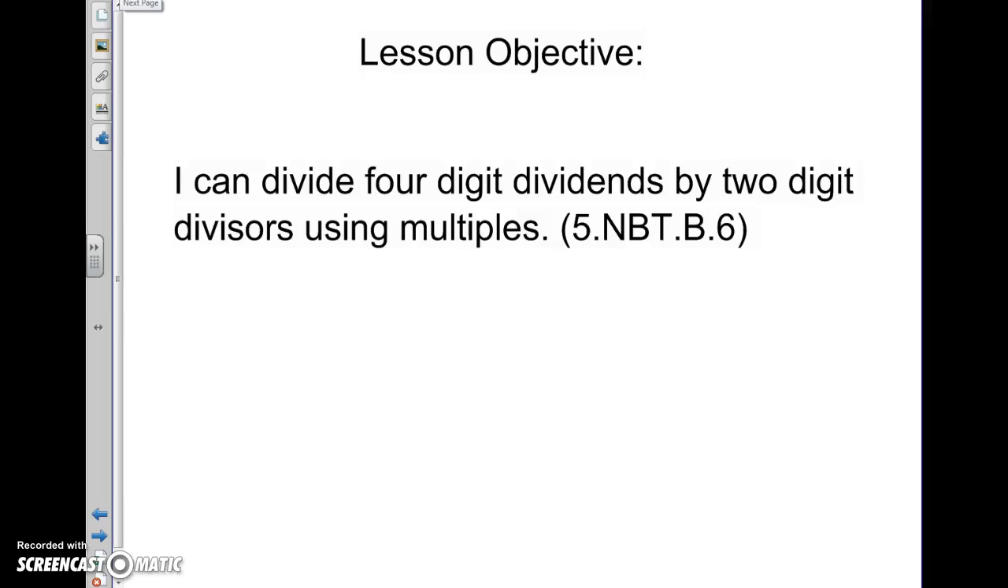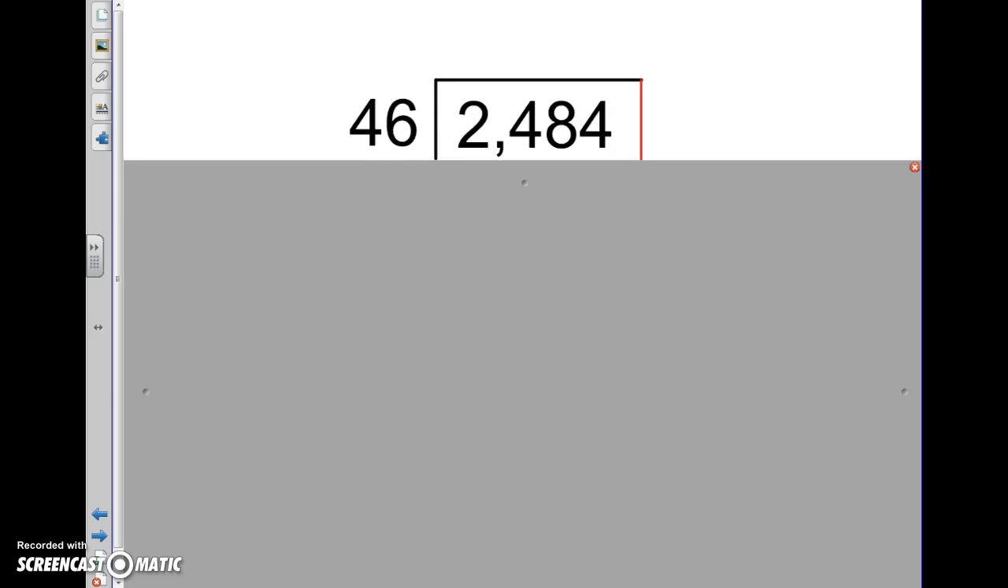Our lesson objective today: I can divide 4-digit dividends by 2-digit divisors using multiples. 5th grade standard, numbers base 10, B6. Okay, this is another review, but we're actually going to 4-digit dividends now. So it's the exact same process, the same strategies. It's just that we're dealing with bigger numbers.